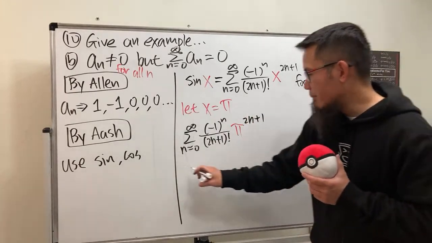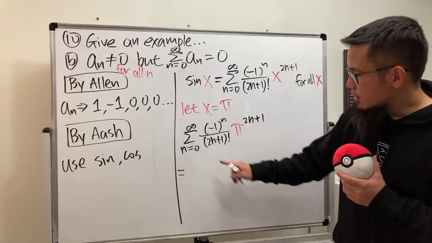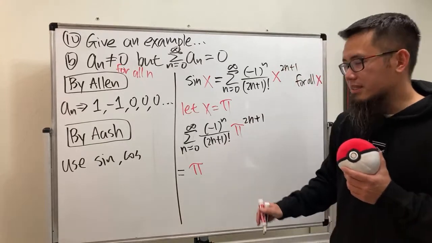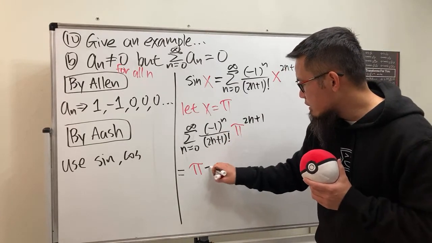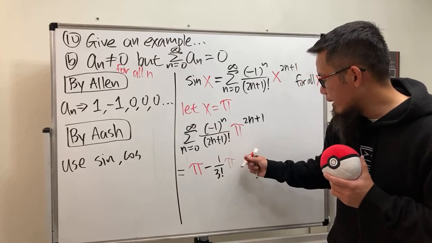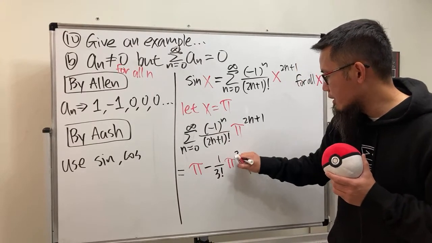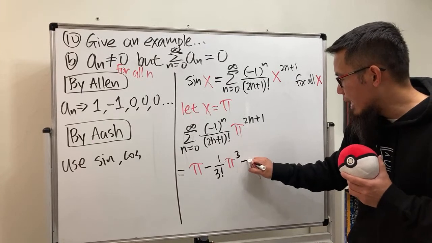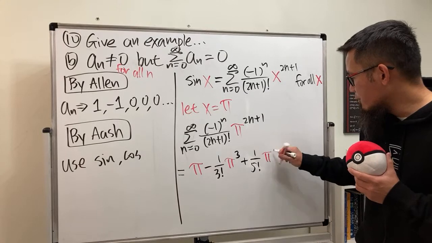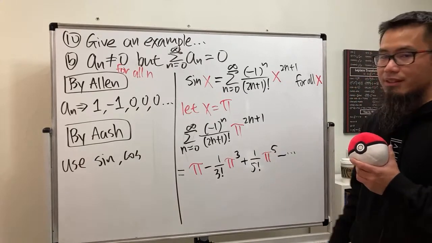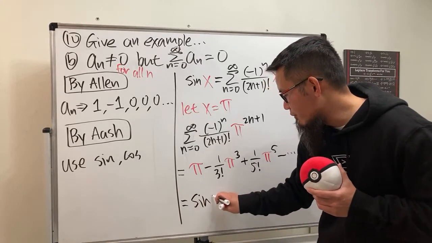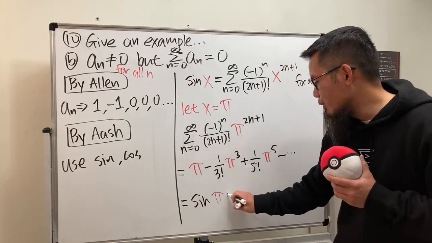And just for fun, I'm going to expand this for you guys. First, if you put 0 into the n's, you get pi. Next, you are going to get minus 1 over 3 factorial, and then pi raised to the third power. And then, next, you are going to add 1 over 5 factorial, and then pi to the fifth power, and then so on, so on, so on. This right here is just equal to sine of pi, namely, you will end up with 0.